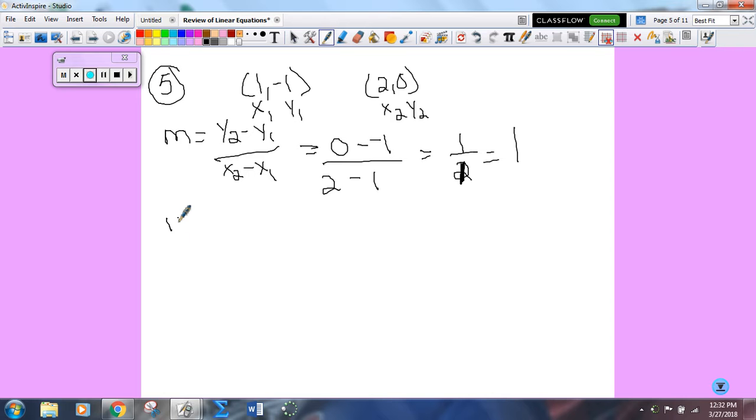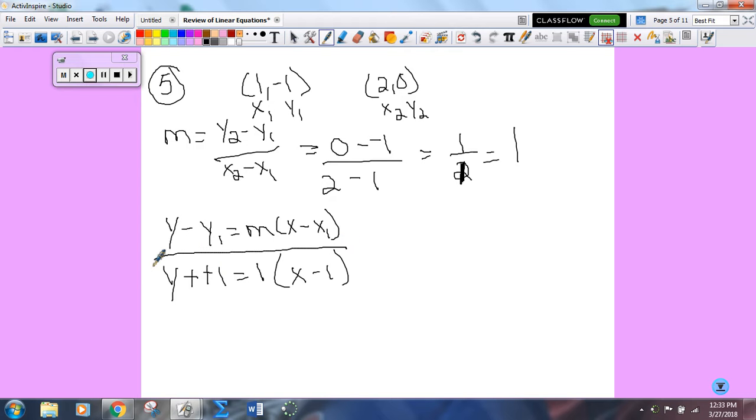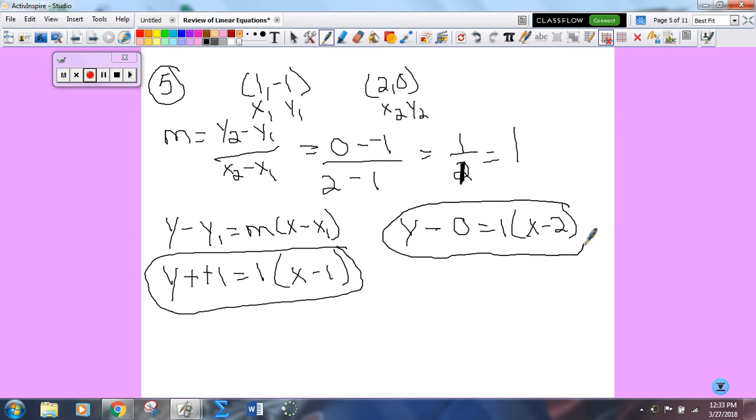Now when I do point slope, I start with y minus y1 equals m times x minus x1. And it really doesn't matter which one I use as x1, y1. I could use either. So it's going to be y minus negative 1 equals 1, because that's my slope, times x minus 1. Minus minus is a plus, and that is my answer in point slope. I could use the other point. y minus 0 equals 1 times x minus 2. That would be my answer in point slope form.